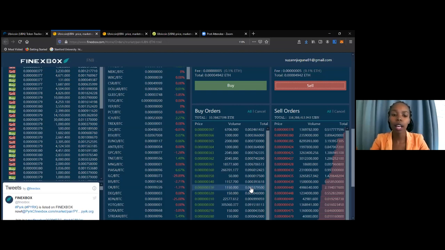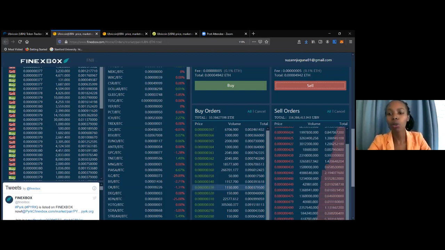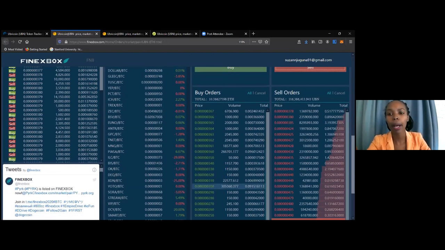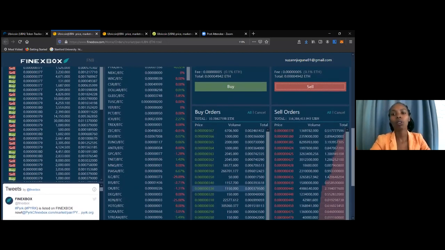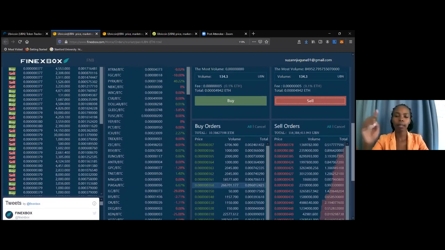So if at all you want to sell, just go ahead and sell to those people. But I would advise you not to sell your UBNs at this time, because as you have seen, the market is very low, the price is going down. So kindly hold on to your UBNs and wait for the price to go up so that you can sell them. But let us avoid putting in sell orders that are below the market.